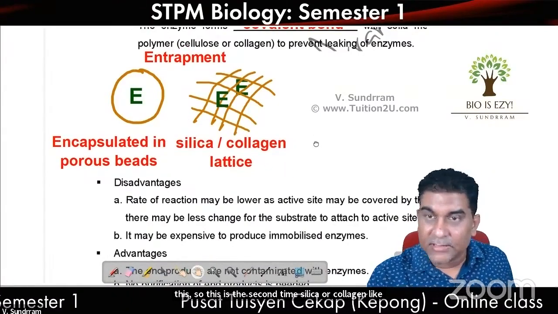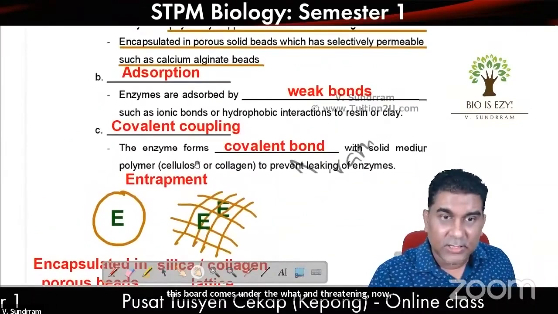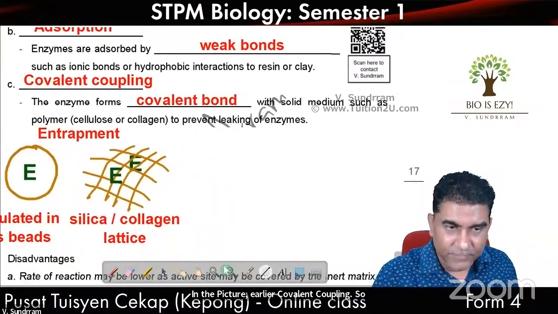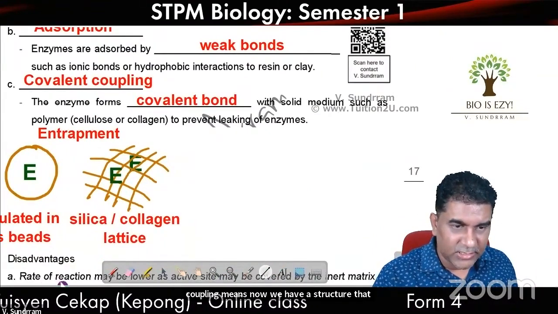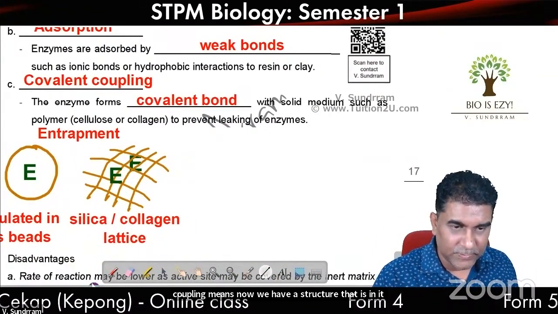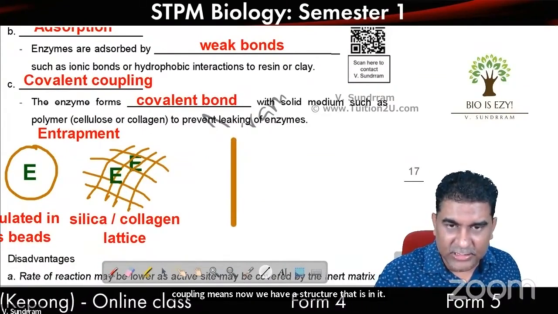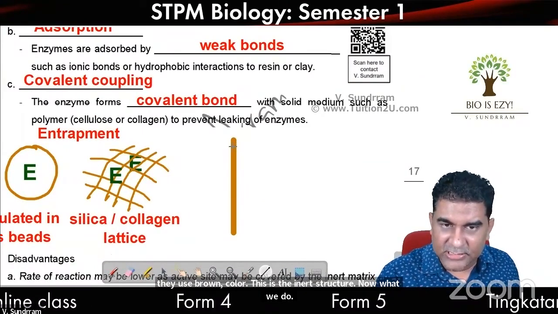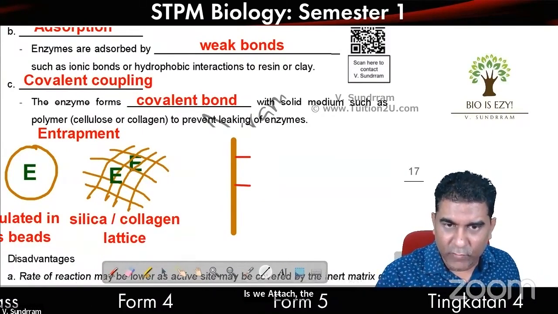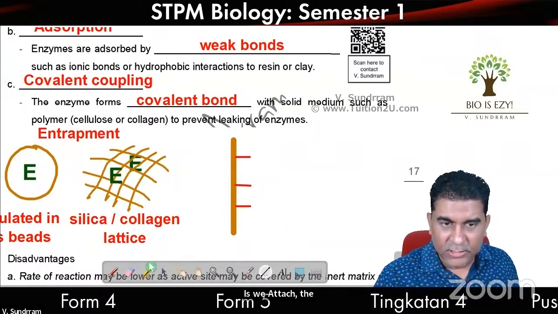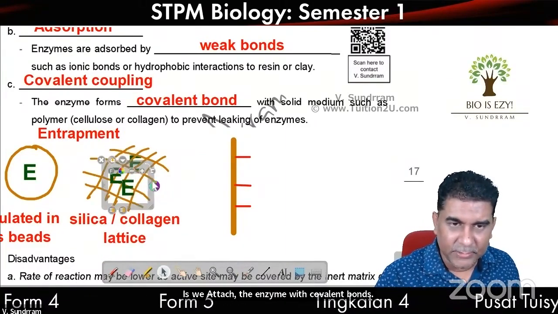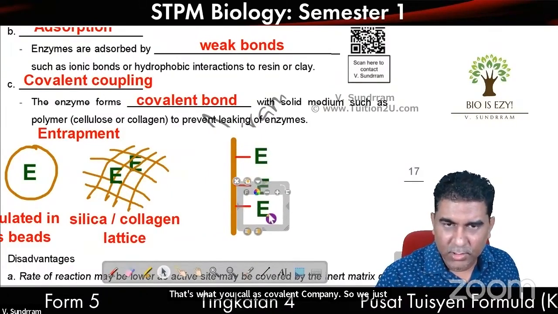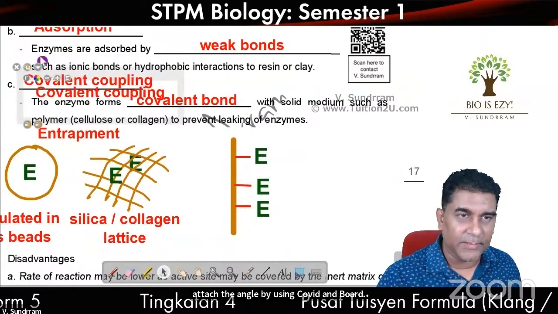Now the second method is what you saw in the picture earlier, covalent coupling. Covalent coupling means now we have a structure that is inert. So we'll use brown color. This is the inert structure. Now what we do is we attach the enzyme with covalent bonds. That's what you call covalent coupling. So we just attach the enzyme by using covalent bonds. This is covalent coupling.